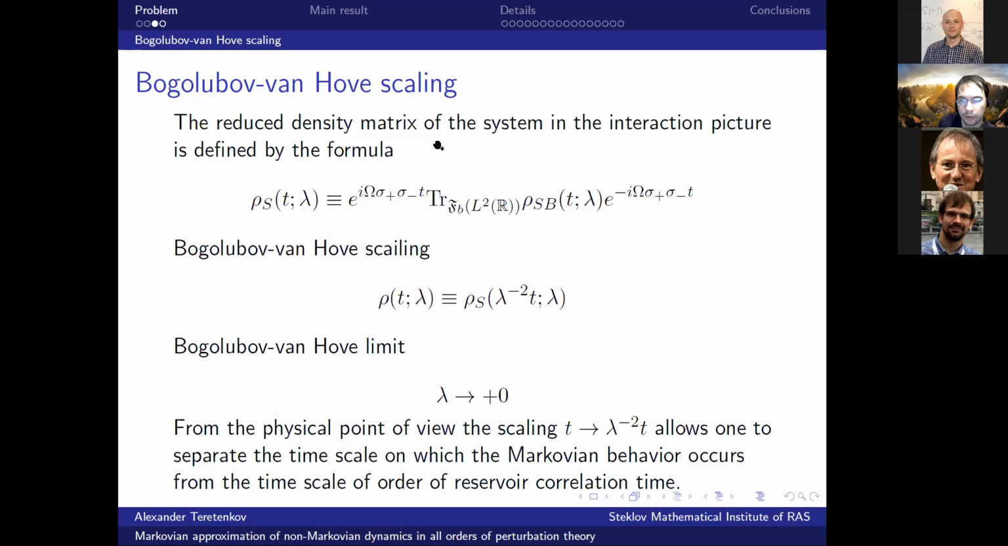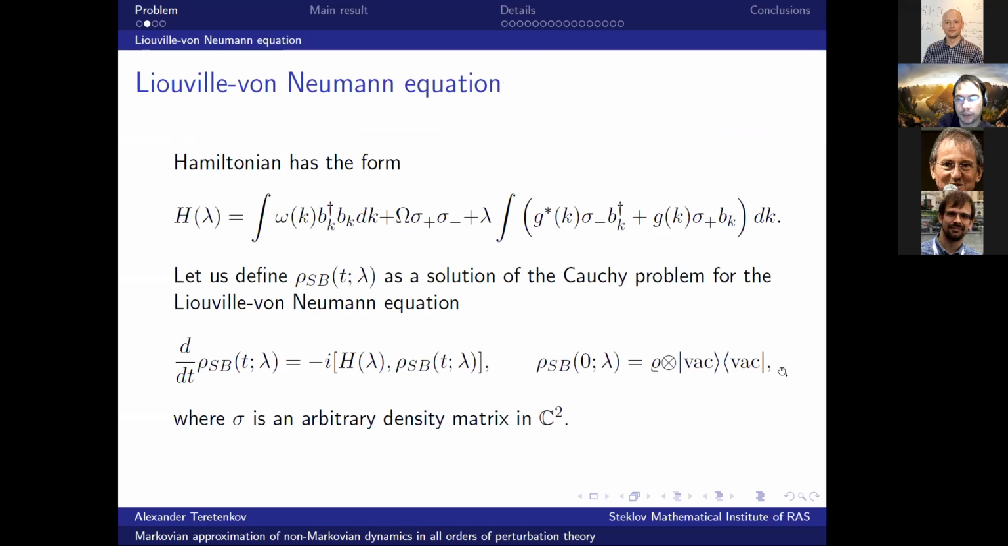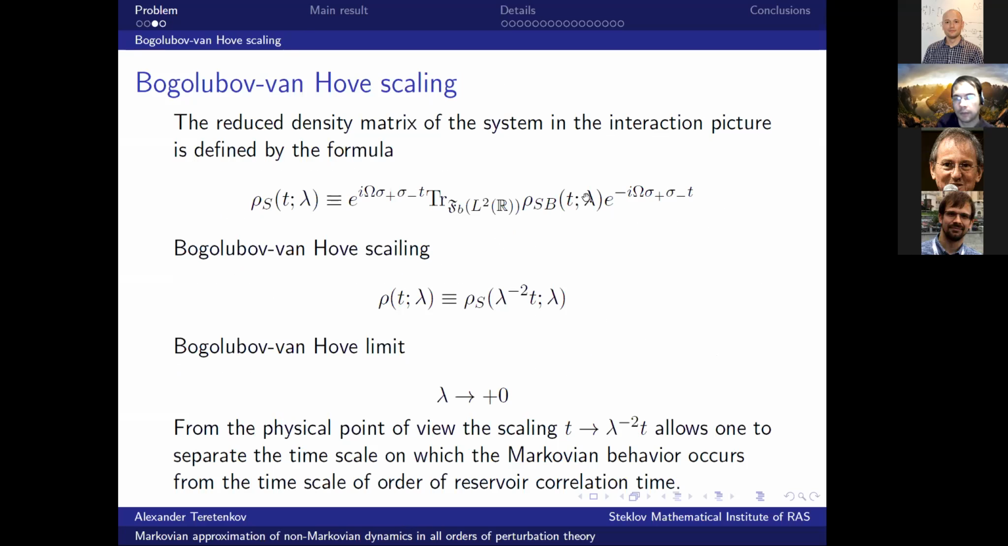Namely, I go to the interaction picture. Here, the reservoir state, the vacuum state, is invariant under the free dynamics of the reservoir. So it is possible to go to the interaction picture after tracing out the reservoir degrees of freedom. So this is just the reduced density matrix in the interaction picture.